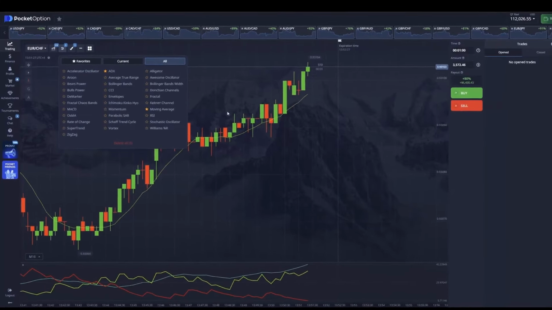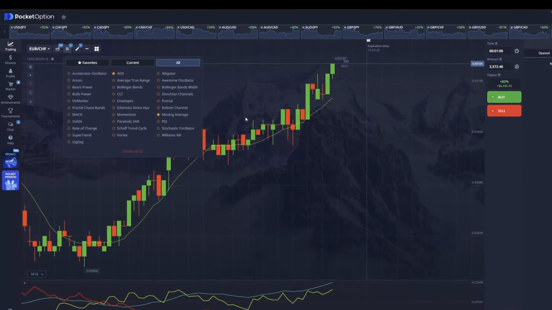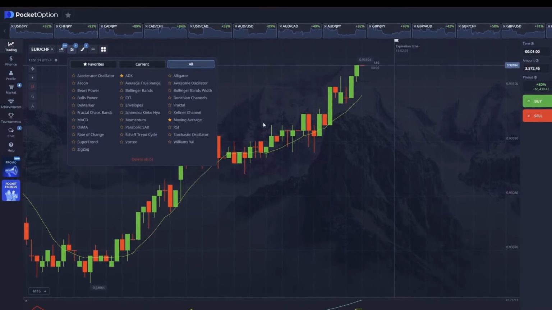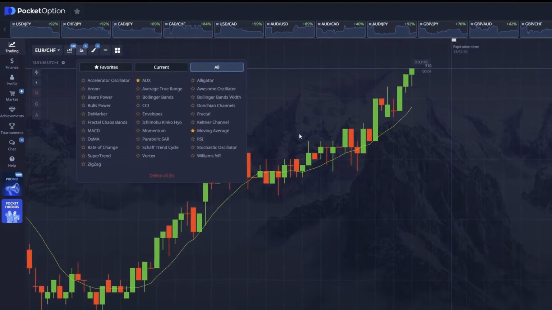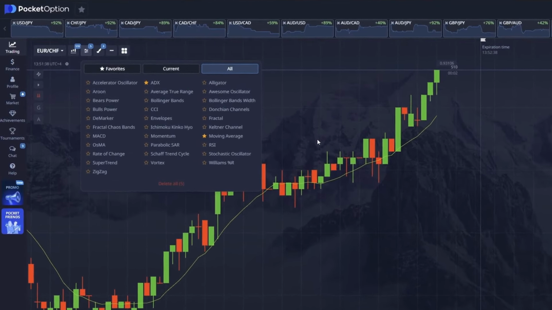You only need 2 indicators on Pocket Option to close more than 8 out of 10 trades in profit. All you need is the right entry point and the right setup. So let's take a look at this strategy in action.